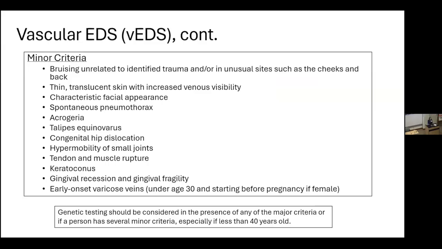Now, in 2017, when these papers were published, the people who wrote about vascular Ehlers-Danlos syndrome were outliers. They declined to say that we could make a clinical diagnosis with this number of major criteria and this one minor criterion. And they just said we should consider genetic testing in the presence of any of the major criteria, or if a person has several minor criteria, especially if they're less than 40 years old. So in other words, if you're thinking about, I wonder if this patient might have vascular EDS, you need to do the testing.